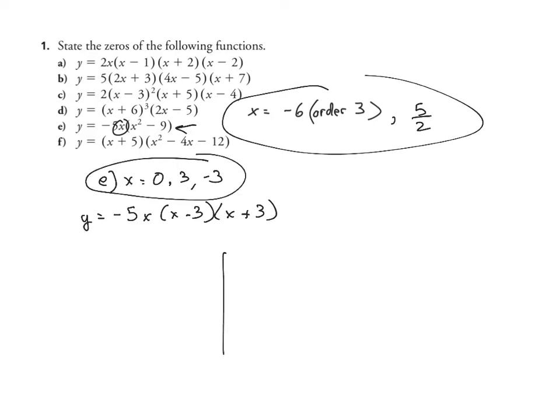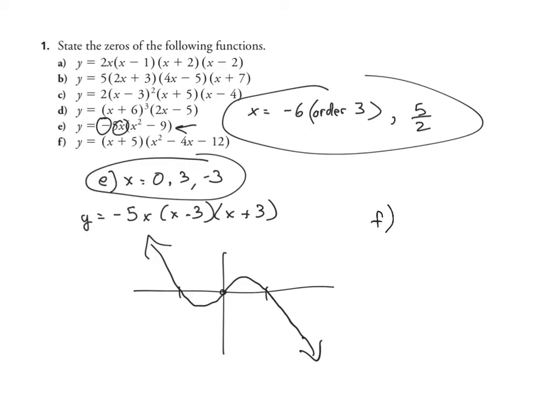So if I were to graph this, end behavior is negative, so it's going to go like this. You have plus 3, minus 3, and 0. So it's going to go yoink, boink, doink. There you go.